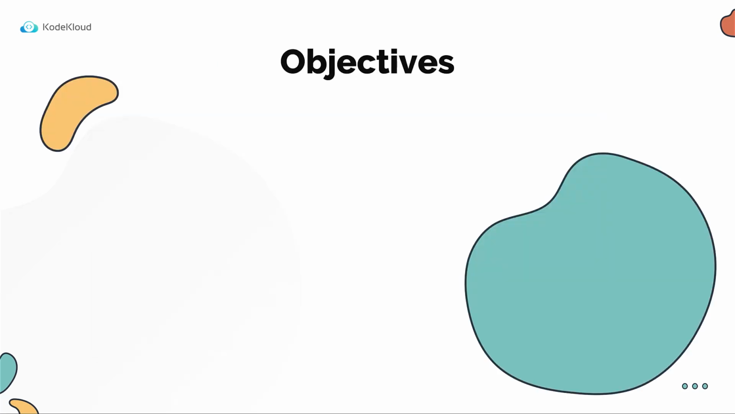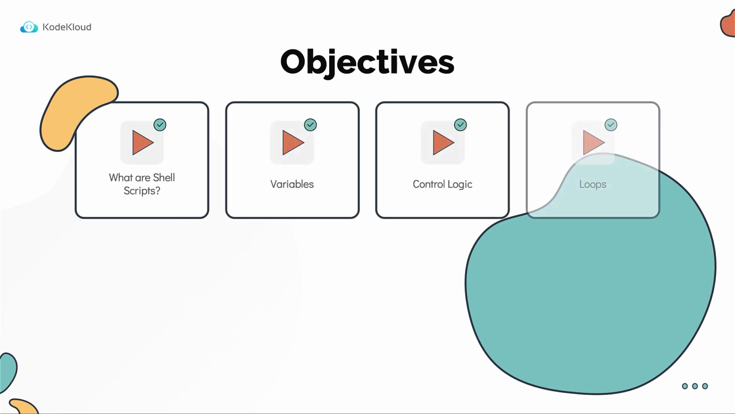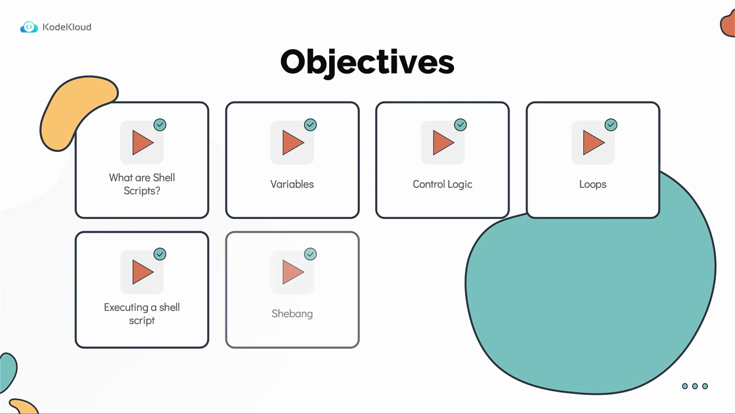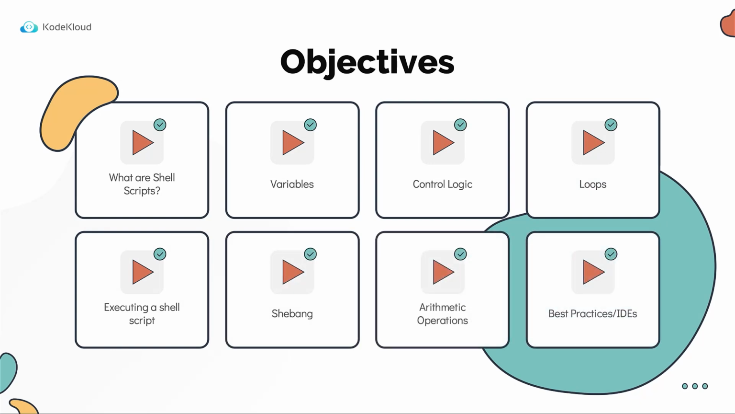This course is divided into different sections where we discuss what shell scripts are and how to get started with your first shell script. We discuss how to make your scripts executable. We discuss various concepts related to scripting such as variables, control logic such as conditional statements, loops such as for loops and while loops, and arithmetic operations, etc. And throughout the course, we will also discuss best practices while scripting, such as what to do and what not to do and how to develop a script that's reusable.